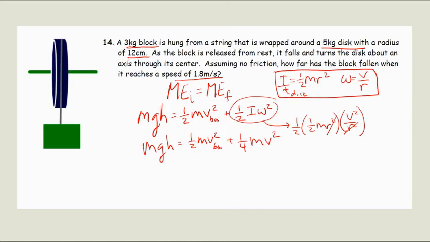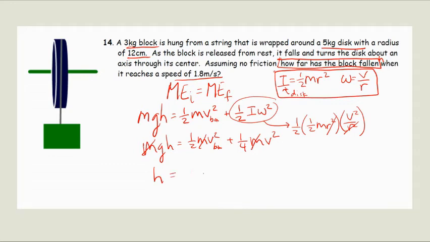Okay. And so when I go ahead and plug things in, because I'm looking for, it says, assuming no friction, how far has the block fallen? So this is what our question is. So I'm looking for what's my H value. So my H is equal to, well, let's look at this. My masses end up canceling.